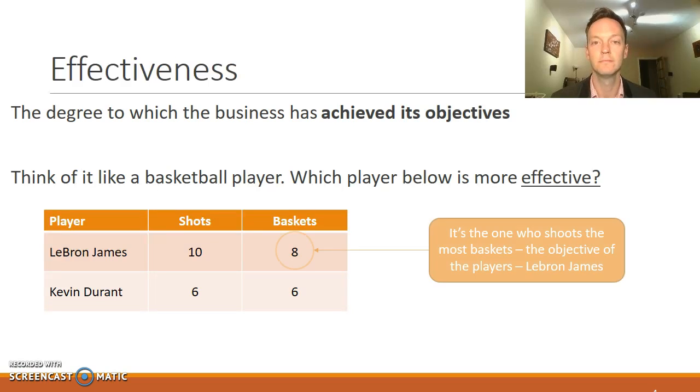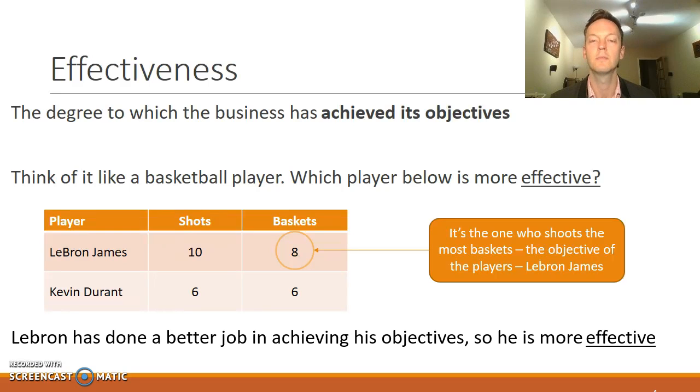If you had said LeBron, you would be right. Okay, LeBron has been more effective at achieving his objectives, which in this case are getting baskets. He's got more baskets than Kevin. Therefore, he's more effective within this particular scenario. Within business, you've got to link the effectiveness of any given strategy in helping achieve certain business objectives: sales, profit, market share.